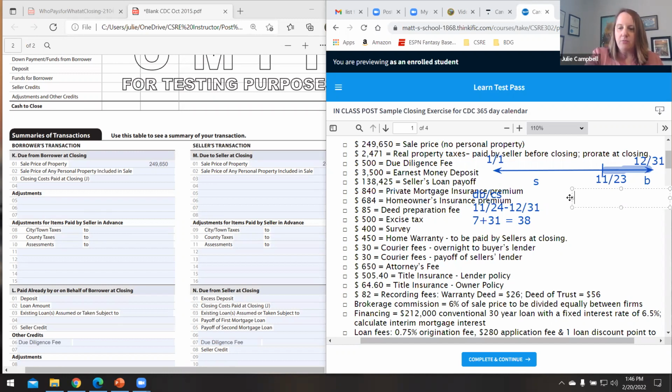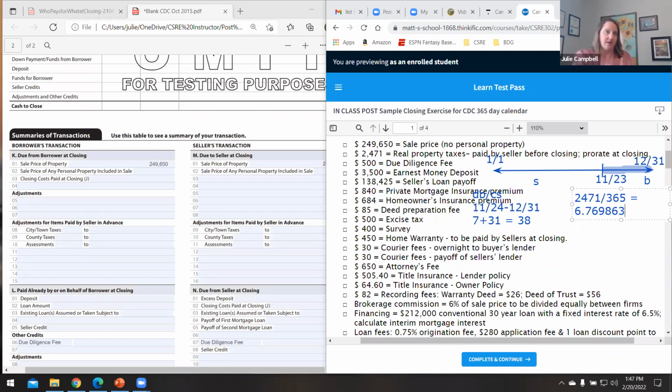Now we take our annual taxes. The problem tells us 2,471. And I divide by 365 to get daily taxes. So 2,471 divided by 365 gives me daily taxes of 6.769863. You get something like that on a calculator.